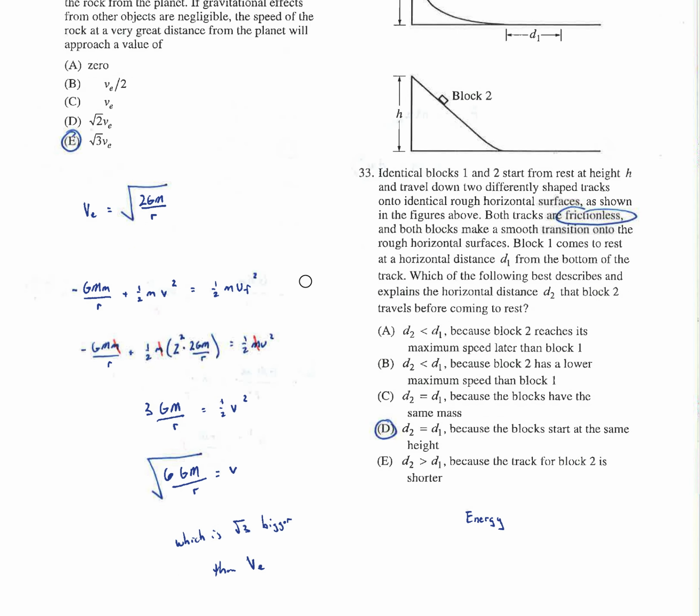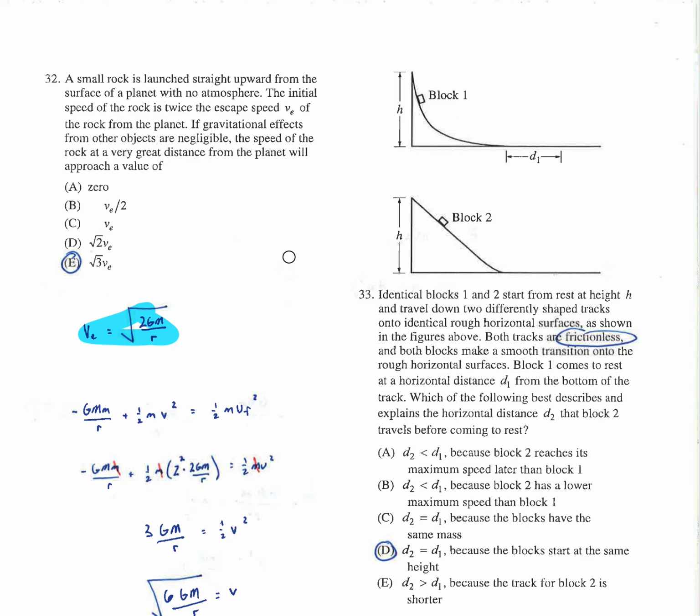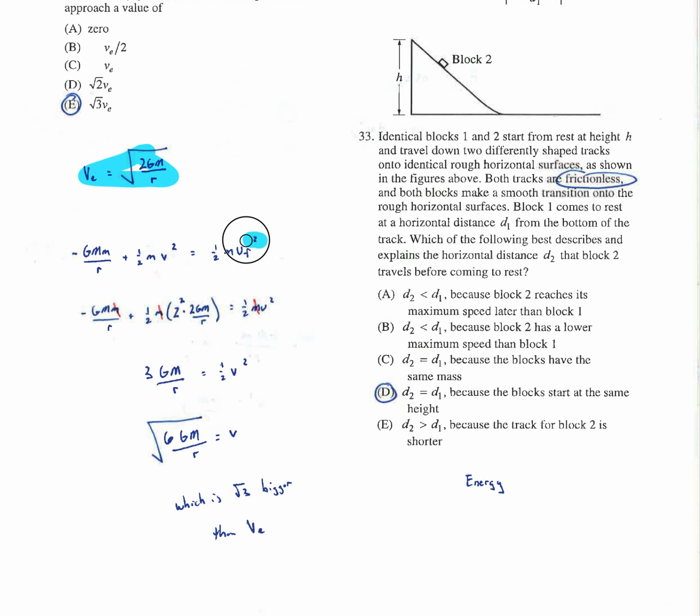All right, this one, there's your escape velocity formula. You could derive it using energy if you want. And what they're saying is you are going to launch it now at twice the escape speed, and then you want to know what happens. Okay, so here's our escape formula. This is just conservation of energy.